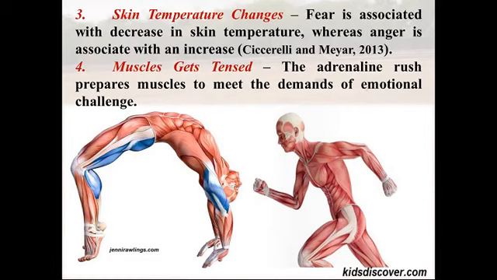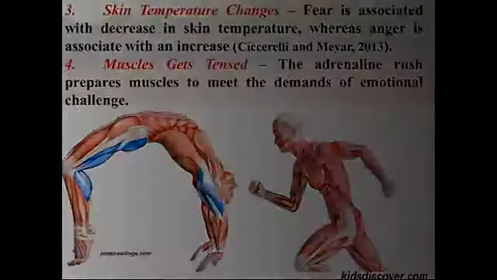Then the fourth bodily change is that the muscles get tensed. Why? I told you the major reason is the adrenaline hormone rush that prepares muscles to meet the demands of the emotional challenge. Emotional challenge means physiological arousal. So when there is a hormonal rush or physiological arousal, the body has to prepare itself either to fight or flight. For that the muscles have to get ready, they need more energy, they need more oxygen, which is supplied by the various organs. For that the muscles get tense, always ready to meet the challenge thrown open by the emotional experience.